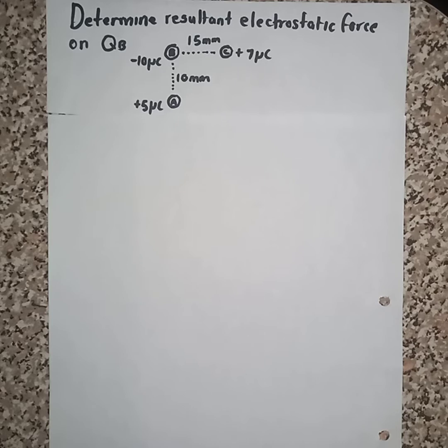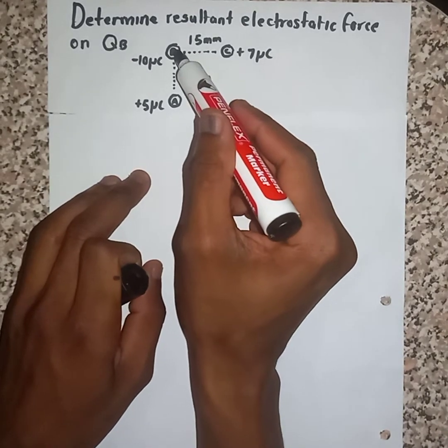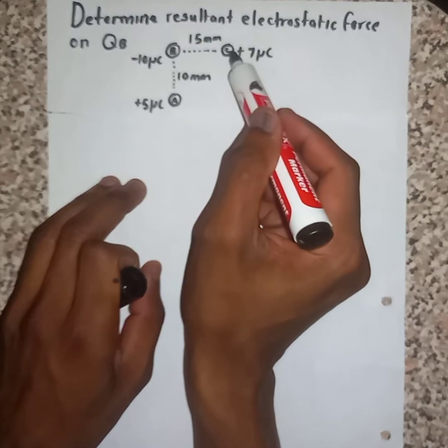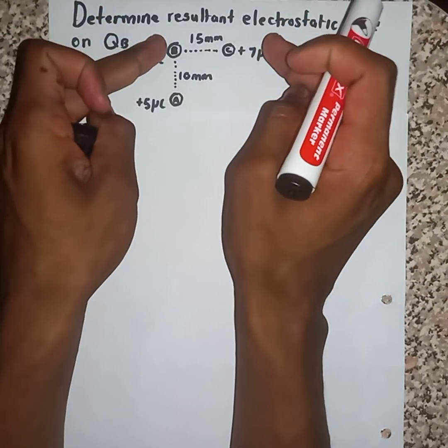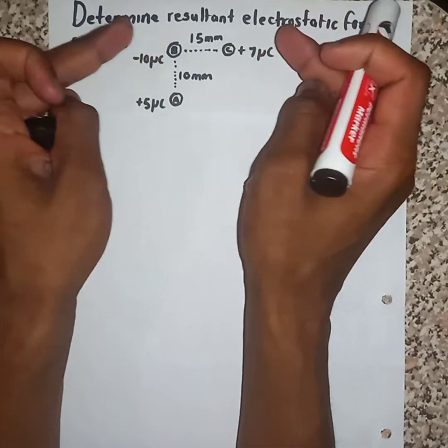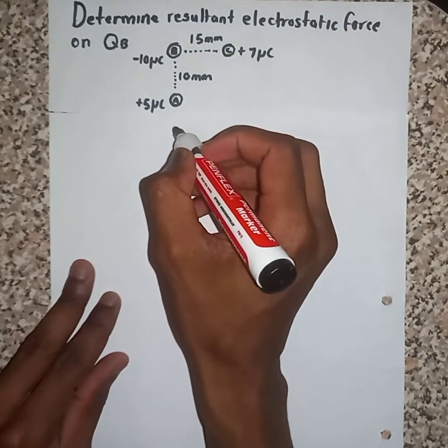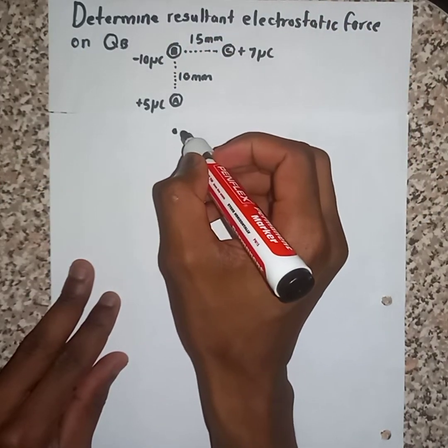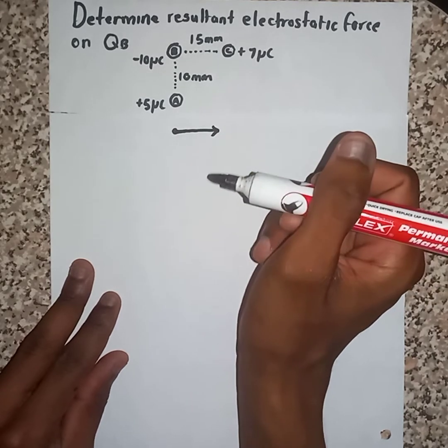How are we going to draw the free body diagram? It is so simple. We are going to do it like this. We're going to take QB and QC. You can clearly see that B is negative, C is positive. They are going to attract. So B is going to act in that direction.